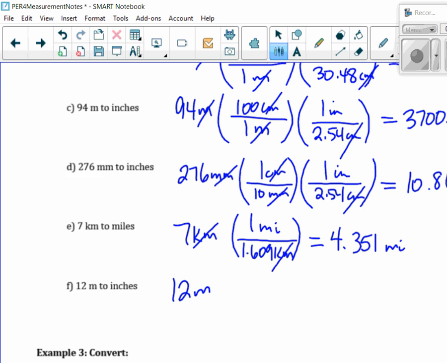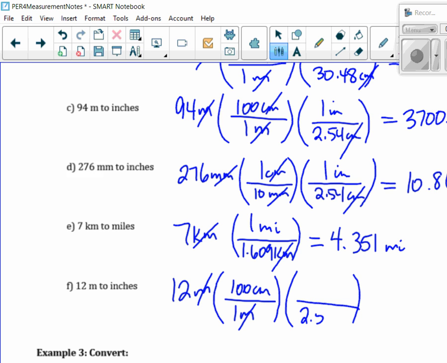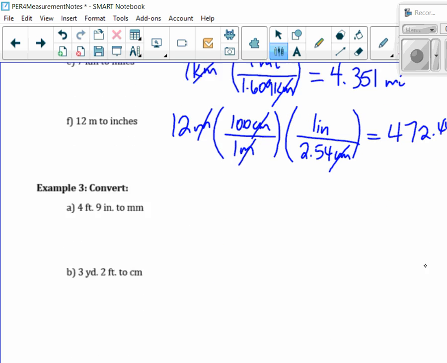Again, we don't have a meters to inches conversion, so we're going to convert the meters to centimeters first. So 1 meter is 100 centimeters. Those will cancel. Now it's in centimeters. Then we've got to convert the centimeters, which is 2.54 centimeters is 1 inch. So the centimeters cancel, and we have it in inches. So that would be 12 times 100 divided by 2.54. 472.441 inches.